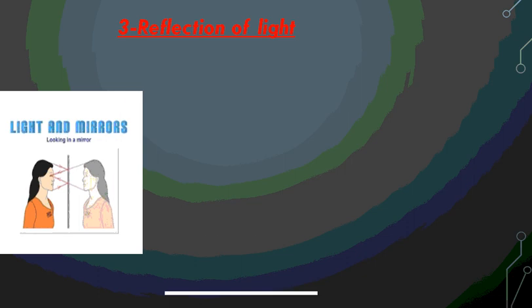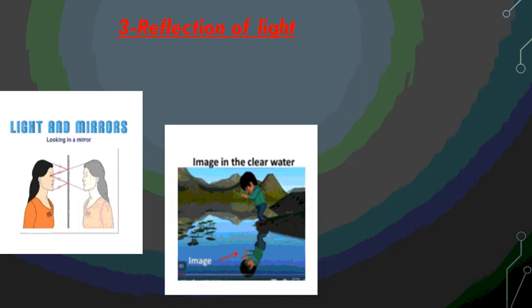The third property of light is reflection of light. What is reflection? When you look at a mirror, you see your image, or when you look at clear water, like this picture, you see yourself. What happened? The light falls on the bright and smooth surface of the mirror, so the mirror acts as a reflector that reflects light to our eyes, so we can see our image in the mirror, the same as clear water.